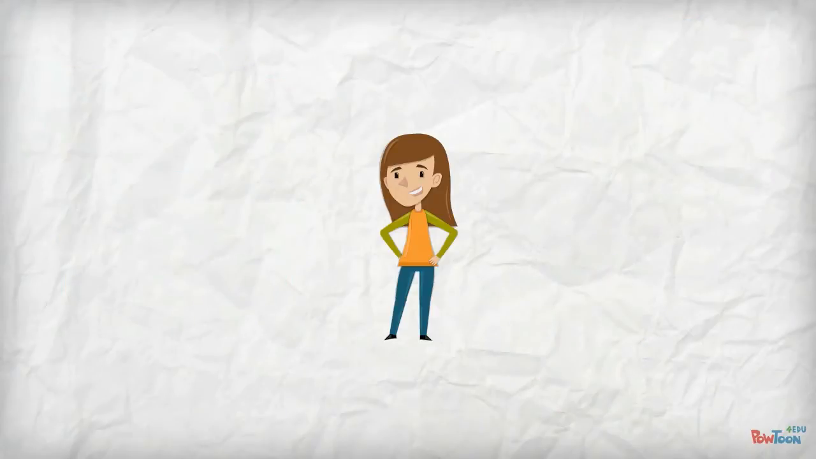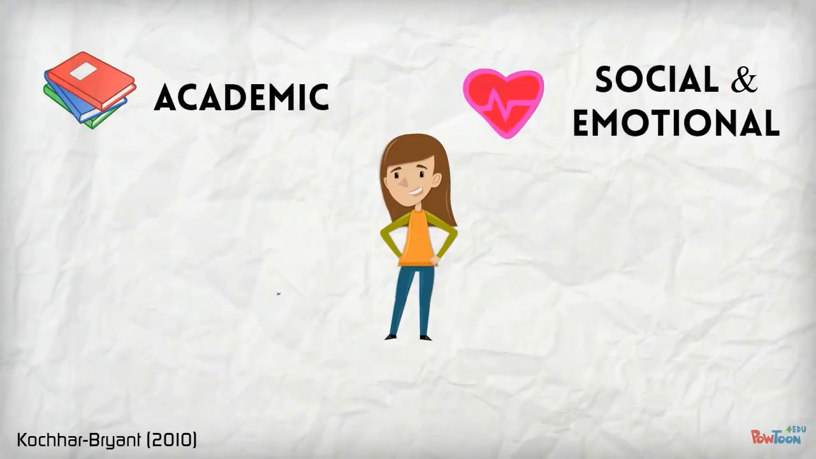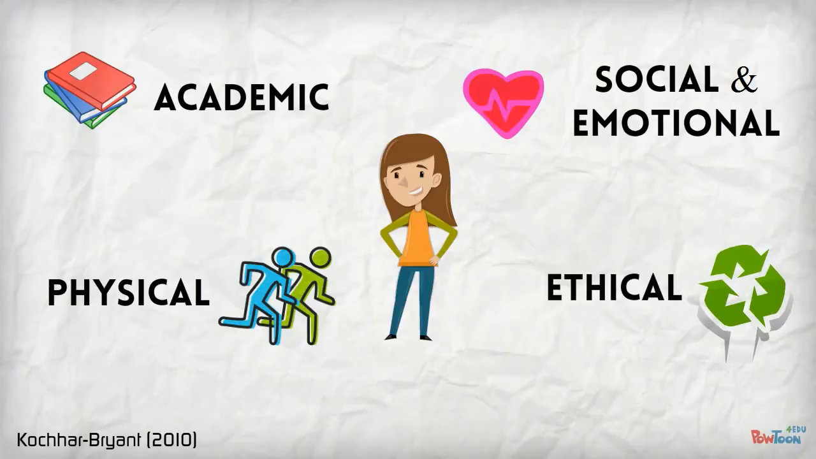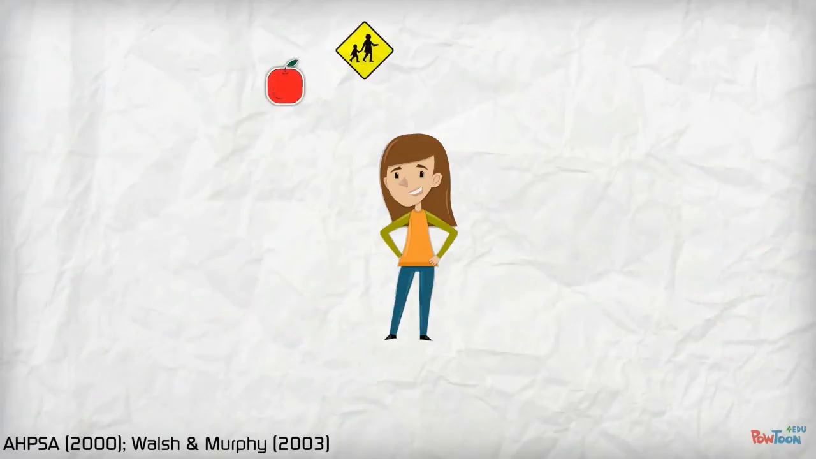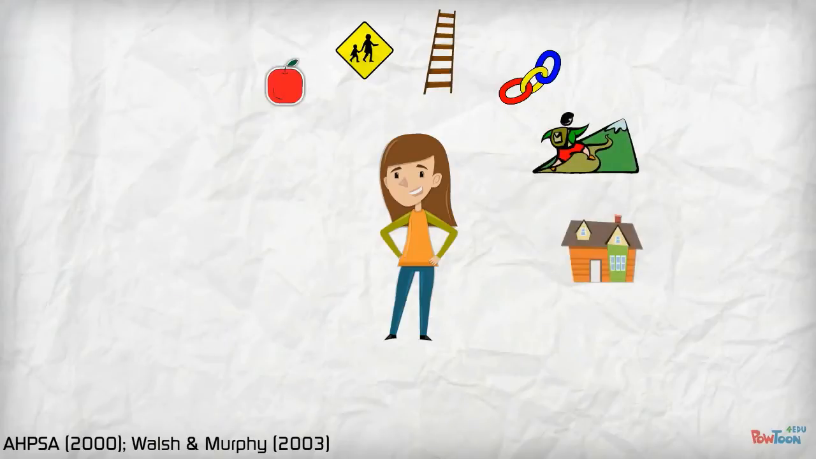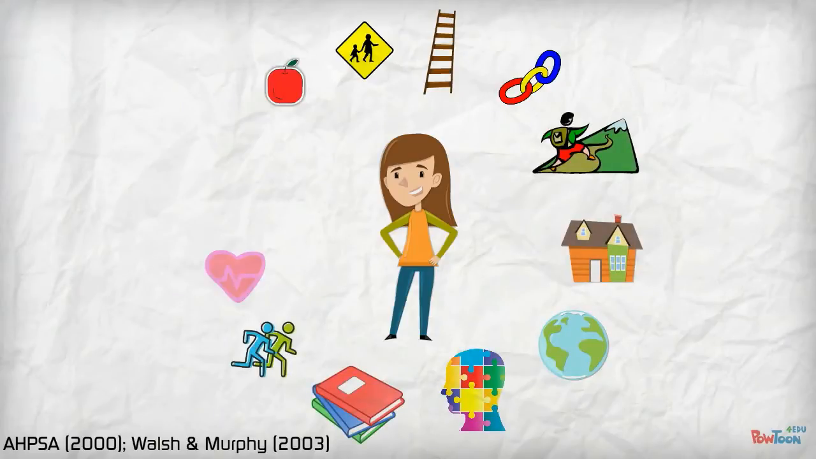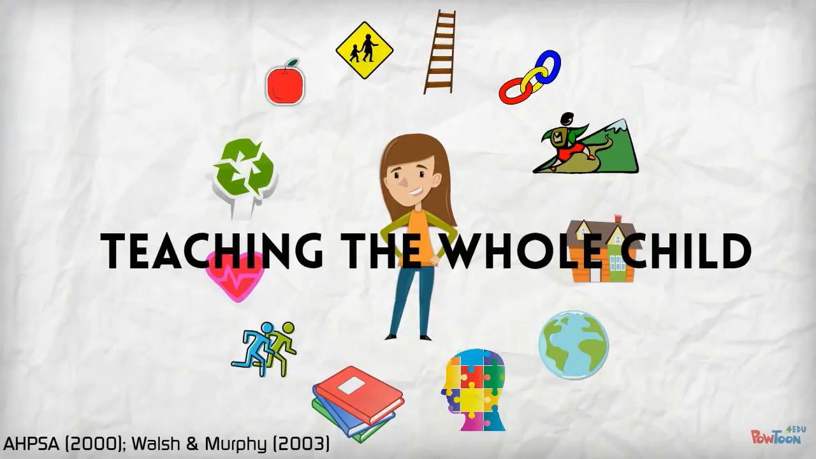Teaching the whole child involves creating a classroom and wider school environment in which each individual child can develop and achieve academically, socially and emotionally, physically and ethically. It is a holistic approach to education and involves addressing all of these components for each individual child to ensure the pastoral care and well-being of students as well as their academic achievement.